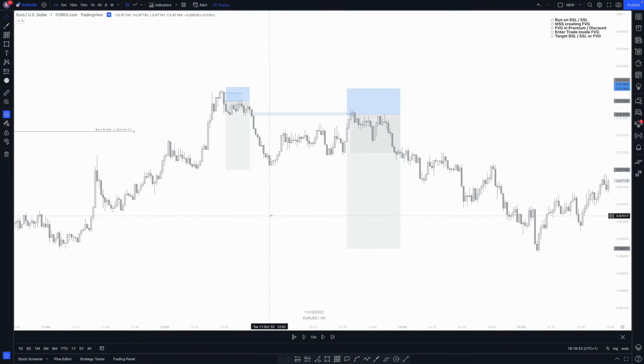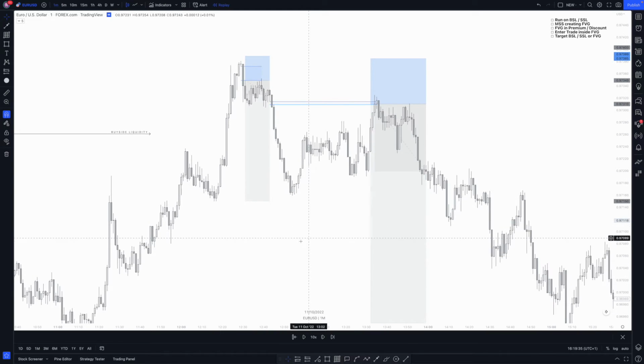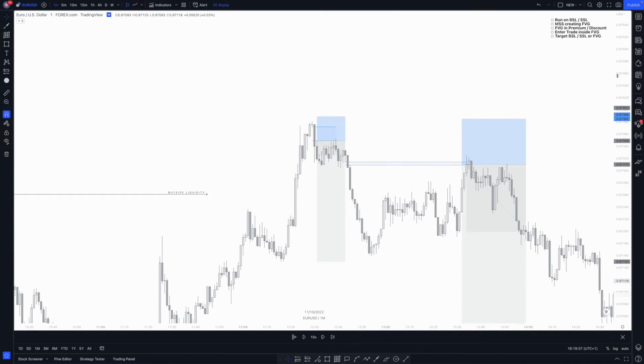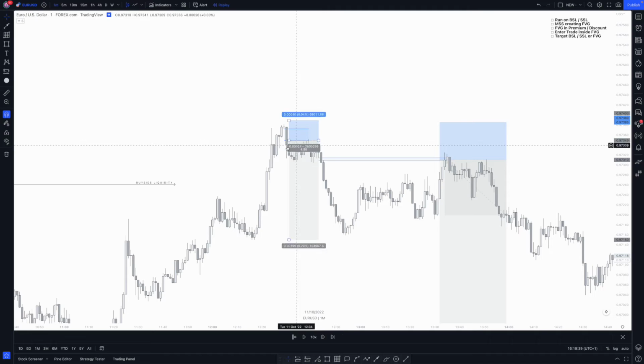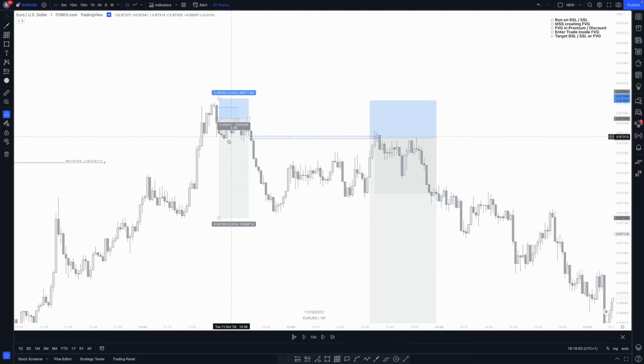We've got a little bit of a complex one right here, because on the first trade, you could class this as a market structure shift. If you don't recognize this as a clear low, what you can do is use this low or this low as a market structure shift, and then you can enter on this fair value gap right here.